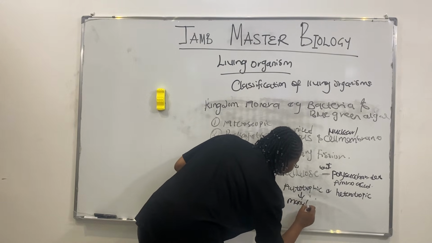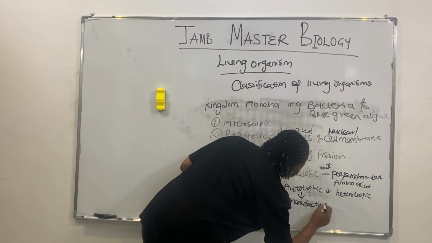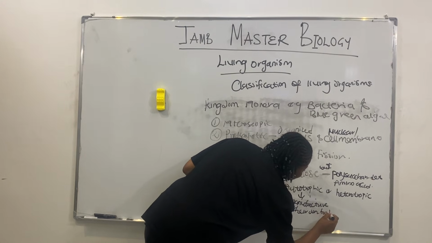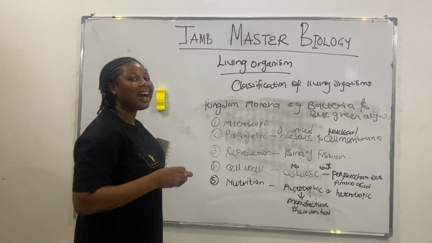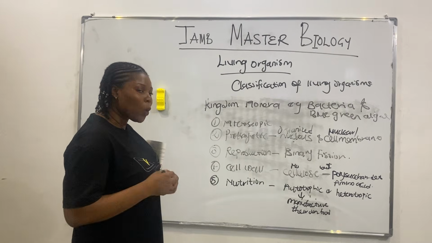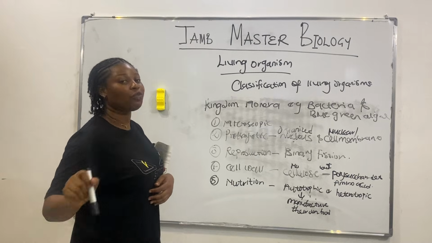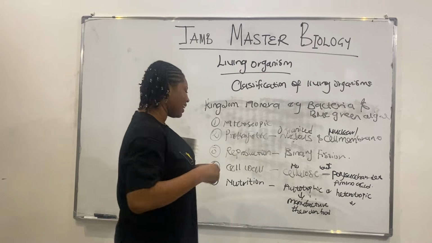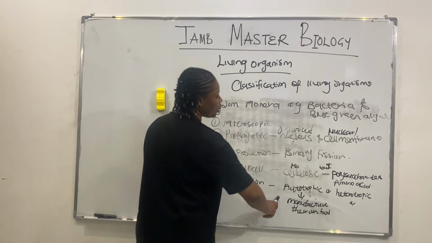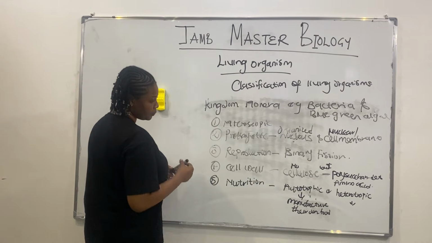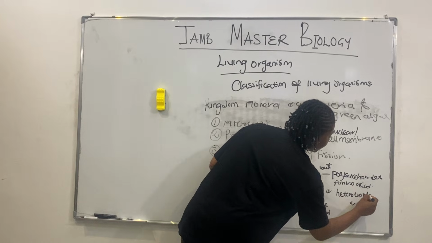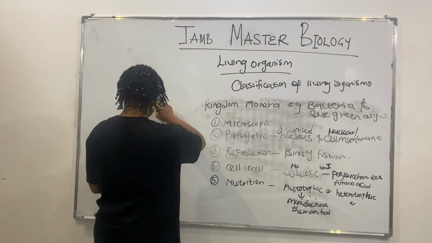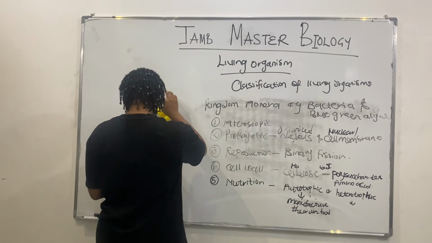Manufacture their food by themselves. And I say that heterotrophic organisms are organisms that cannot manufacture their own food, but depend on another organism to survive, which is autotroph. They cannot manufacture their own food. So bacteria can either be autotrophic or heterotrophic. So the next kingdom we are going to be looking at is Protista.